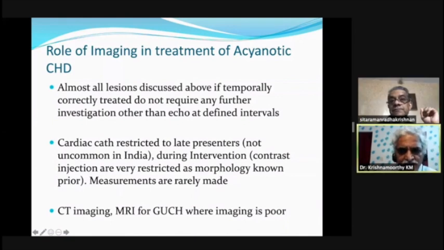Thank you, sir. Very, very nice to touch upon that ethical aspect also. And there is another question from Dr. Biswaranjan. In adult secundum ASD with the left-to-right shunt on TTE, when should ASD not be closed?